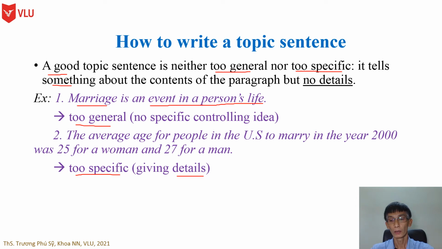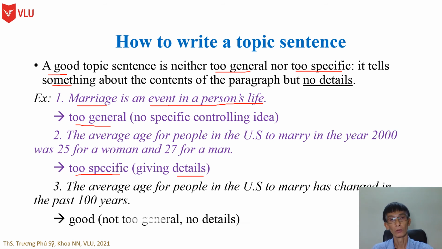Now look at the third example. The average age for people in the US to marry has changed in the past 100 years. It's a good topic sentence because it is not too general. The topic is the average age for people in the US to marry, but without any detail.